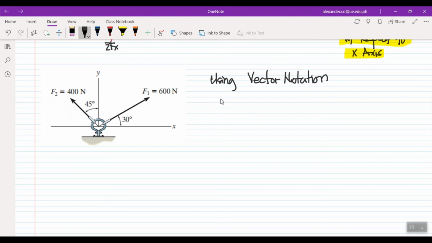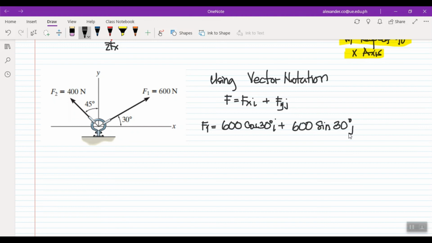Okay. So, in general equation is F will be Fx i plus Fy j. So, let's start with F sub 1. F sub 1, ang x niya will be 600 positive cosine 30 degrees plus yung y naman niya 600 sine 30 degrees. Nga pala, this has an i, this has a j.